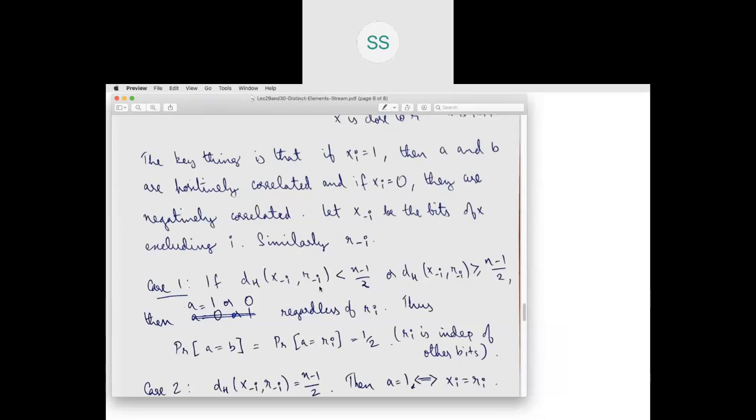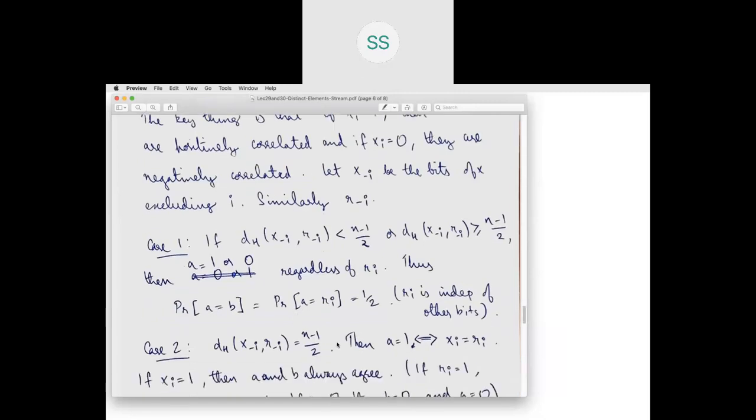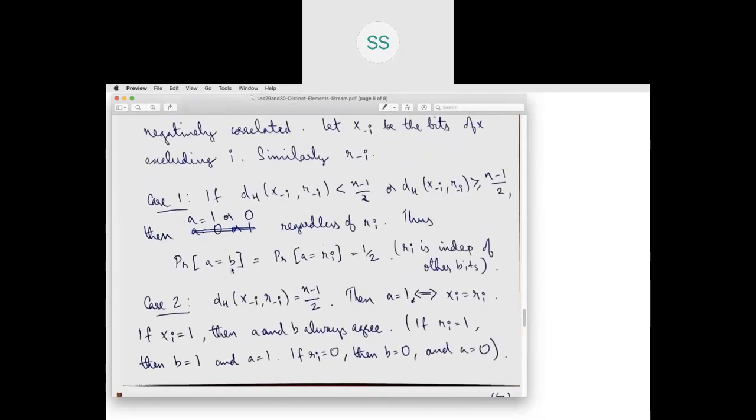If the Hamming distance is low or high, then A is already fixed regardless of ri, and the probability that A equal to B is equal to the probability that A equal to ri, which is half, because A is determined independent of the value of ri, using the r minus i, all the other random bits except ri. So the probability that A equal to B is half. In this case, there is no correlation between A and B. Right? There is absolutely no correlation, neither positive nor negative.